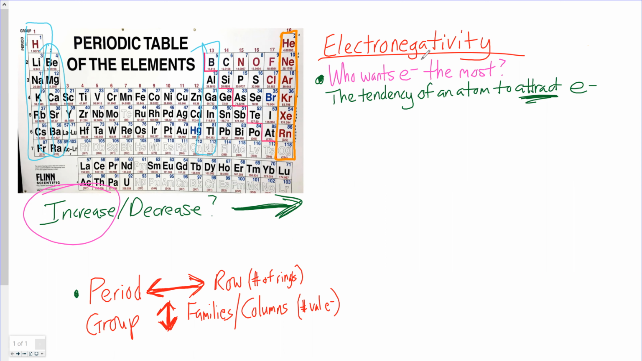What family, and I'll even give you some options. You have alkali metals, alkaline earth metals, transition metals, and the halogens. Who do you think wants electrons the most? Like they want them so bad. Halogens.